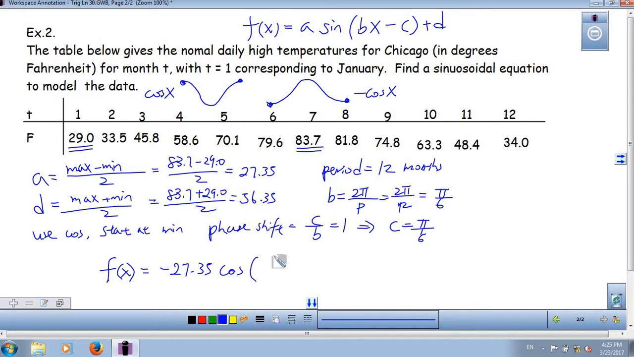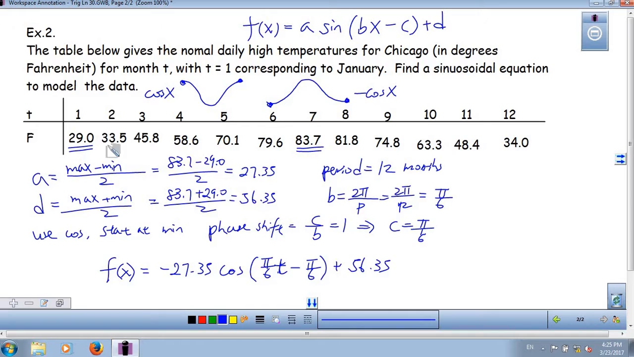So I'm going to use cosine. The argument is going to be pi over 6 times x, or let's use t. Pi over 6 t minus pi over 6, plus 56.35. So this equation should be able to model this data.